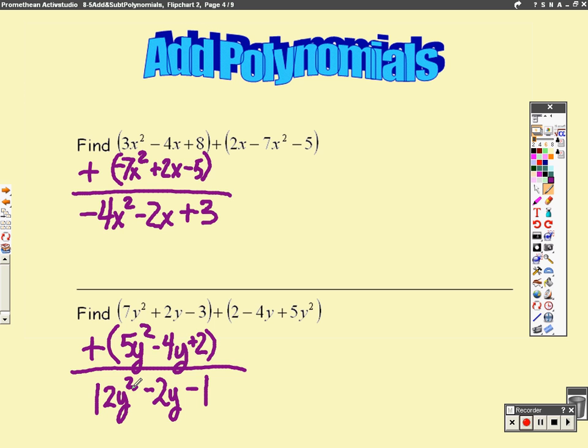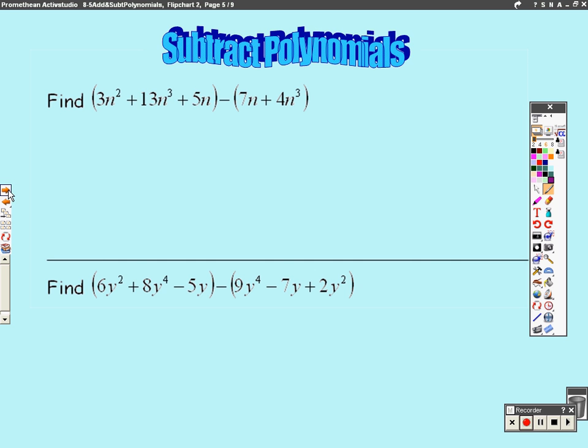Let's do a real quick subtraction. Here we have 13n squared plus 13n cubed plus 5n minus 7n plus 4n cubed. So I'm going to rewrite again and put things in the same order. We do not have an n squared term, so I'm just going to put a 0 there to hold the place. Now we have positive 4n cubed that will go right under the 13n cubed.